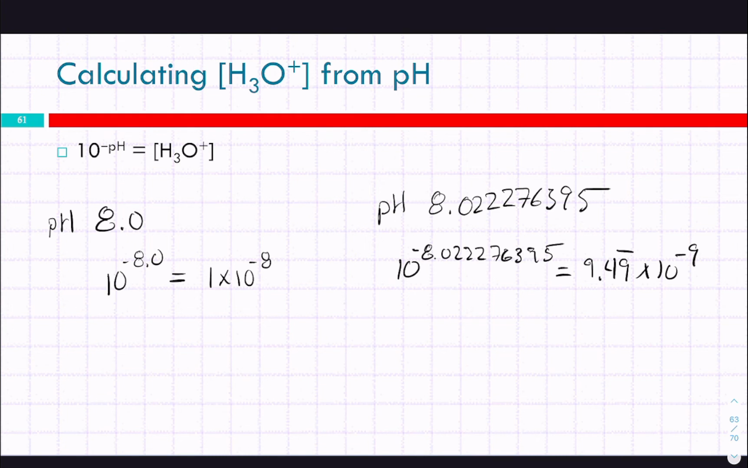So if we were to use the two sig figs again, we would be left with 9.5 times 10 to the negative 9. But even with all of those digits, this still didn't quite give me back the exact number that I started with. So pH is a place where rounding error can affect your number a lot.